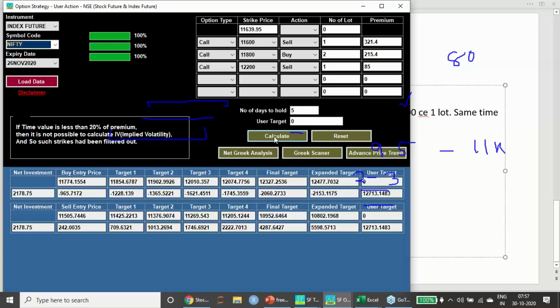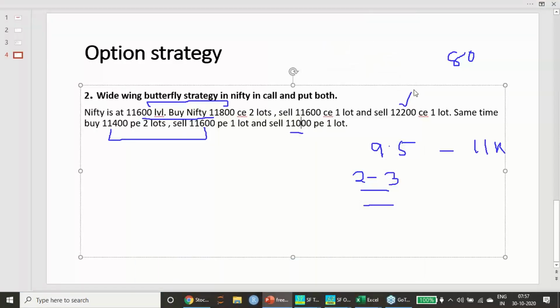Here too, if you calculate, I have given 5 days time, so you can give more time. Around 12,200 level, this was 5 to 6,000. At 12,200 level, 6,000 rupees profit will be here. So you can reduce 2,000, since I have given a 5 days period. If you give a 10 days period, things will be different, and you will be getting a great profit here. Tomorrow is Monday itself, you can initiate this trade. So these are the two strategies you can initiate.